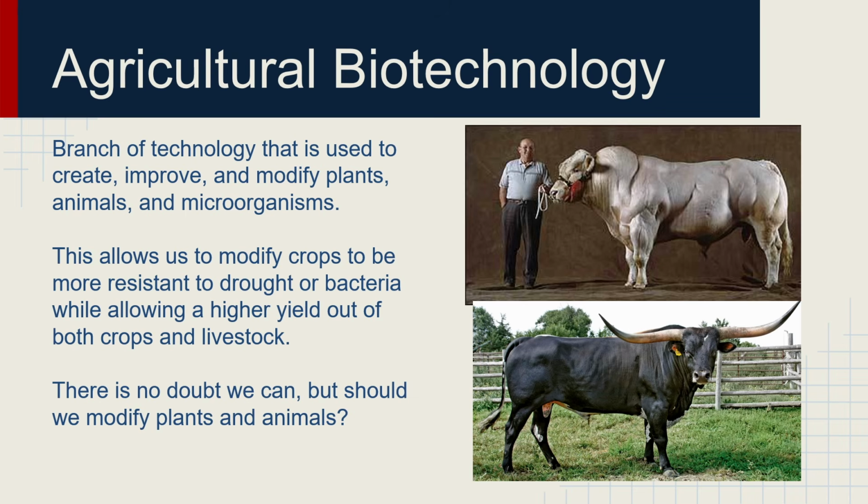You're going to have a fun time saying this one. Agricultural biotechnology is a branch of technology used to create, improve, or modify plants, animals, and microorganisms. The goal is usually to produce traits that are more useful for us, usually in consumption. For crops, that might mean better resistance to drought, insects, or disease, or it might mean producing more food for the same amount of land.